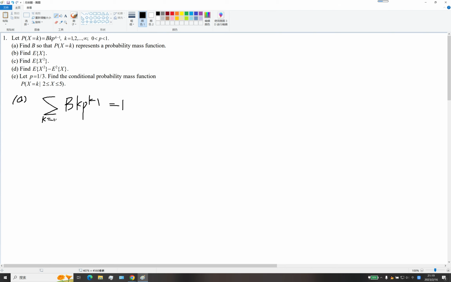K minus 1, from 1 to infinity. So if this is a probability mass function, then all of the P(x) values added together should equal 1. So we should find the answer to this, and let's find the b of this. We know that when we sum up k from 0 to infinity of p^k, it equals 1 over 1 minus p.